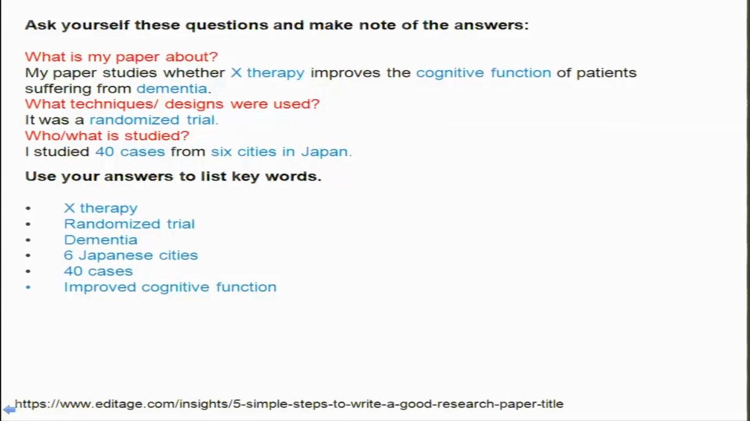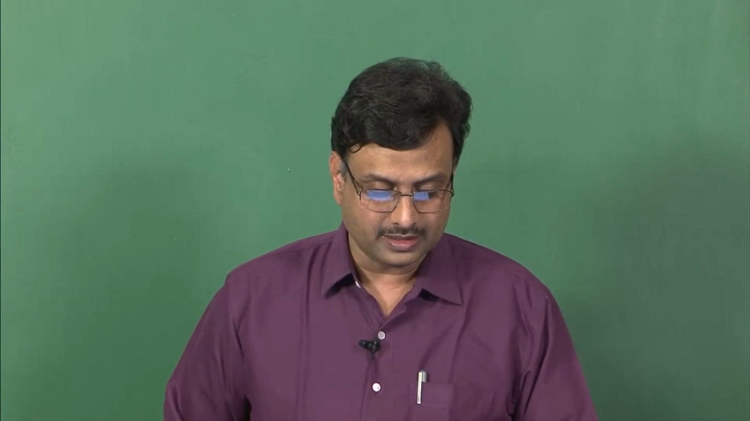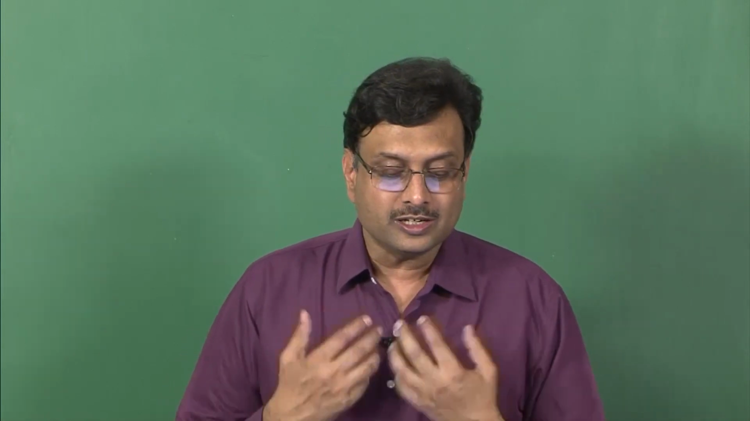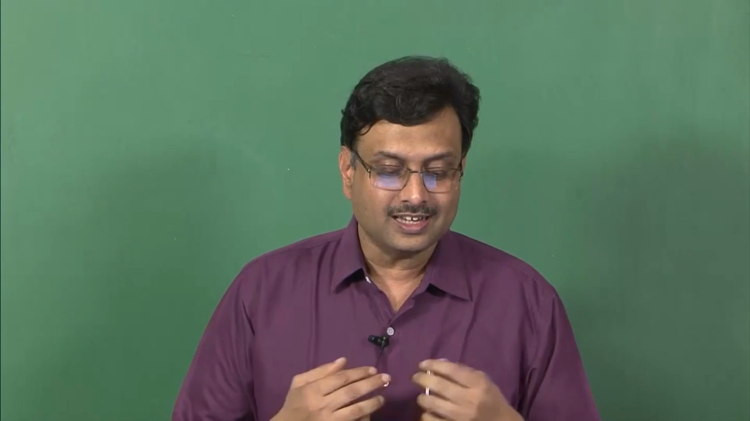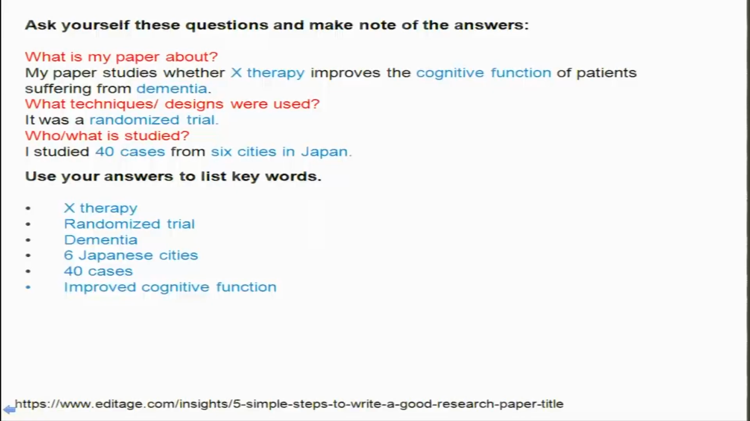So 40 cases also, if your study really is large, involving a large number of samples, you want to say that because that makes it much more powerful. So at times, even in medical case reports or medical reports, they talk about the study population as to how big it is, and the outcome also, it improves cognitive function. So that is again a keyword that is coming out of your responses. Now what you do is you take these keywords that are listed here and then try to make it as a sentence.